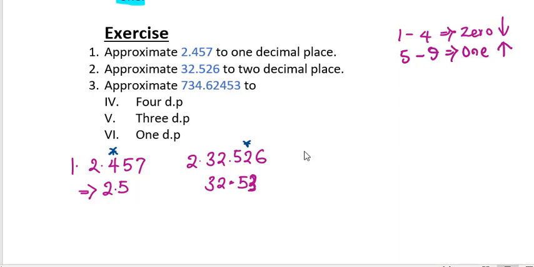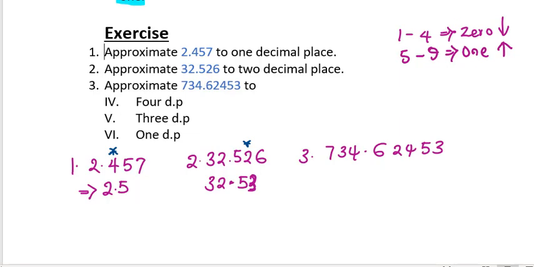Okay. Let's go for question number 3. Question number 3 says approximate 734. Let me write it down. 734.6243. This is the whole number part. After the decimal point, you can start counting: 1, 2, 3, 4, 5 decimal places.